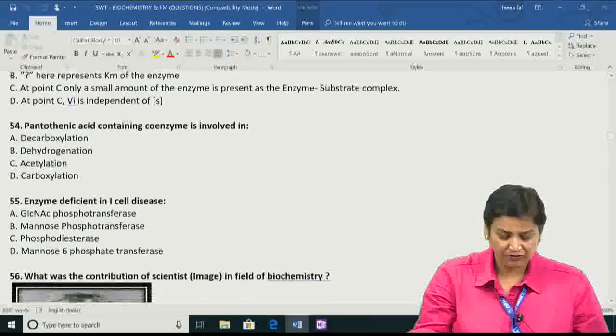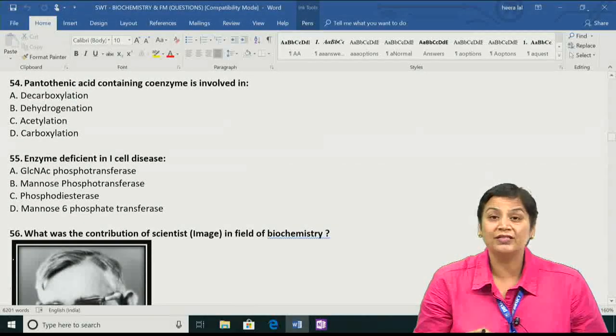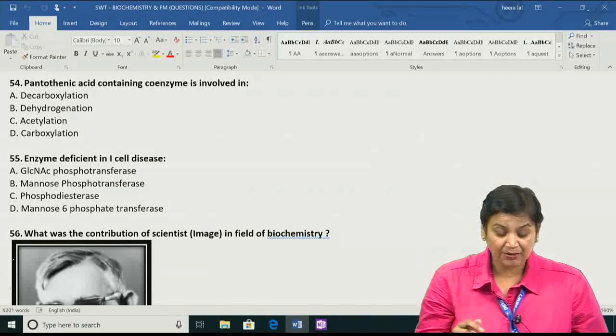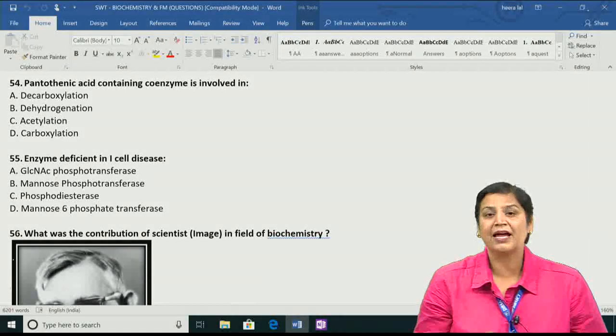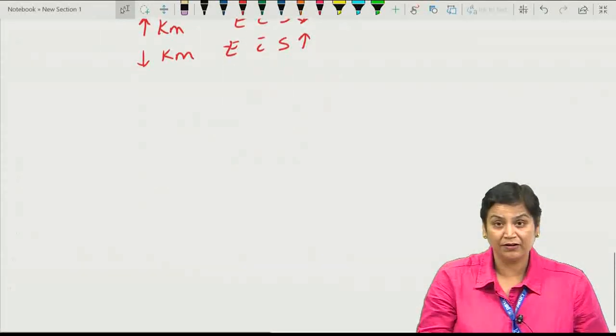Next, question number 54. Pantothenic acid containing coenzyme is involved in. Now see, pantothenic acid is what? The active form of pantothenic acid is coenzyme A. And this is vitamin B5.